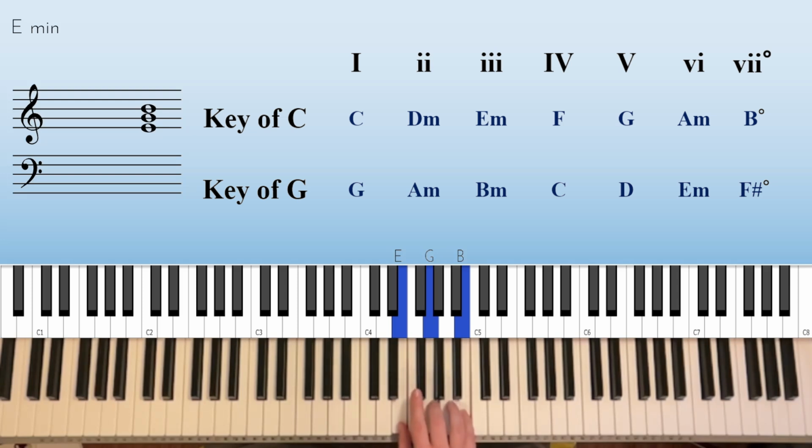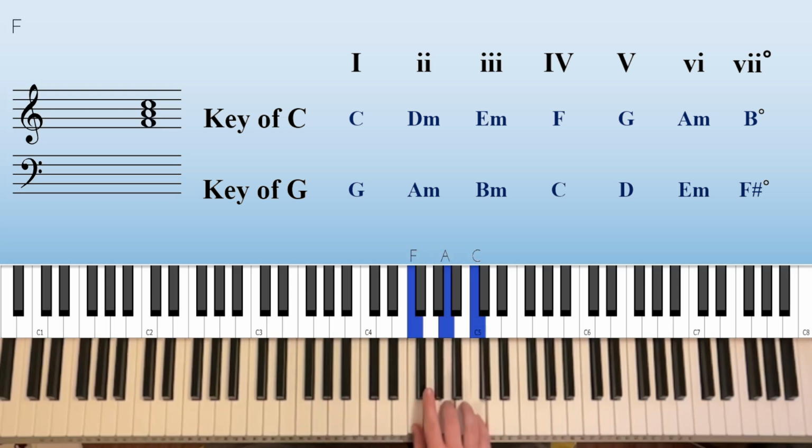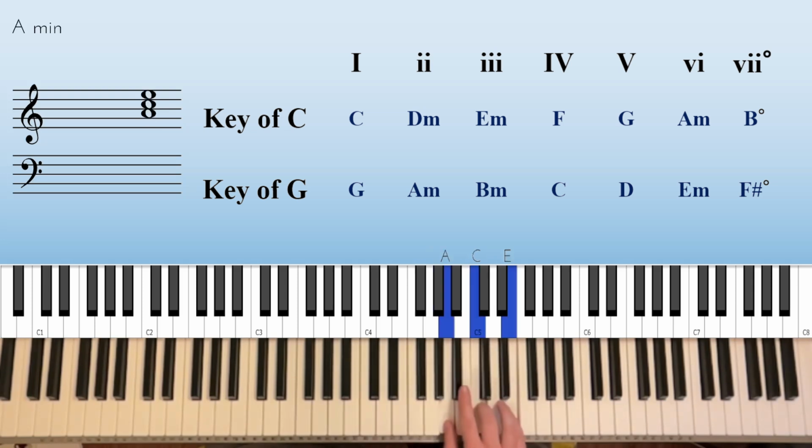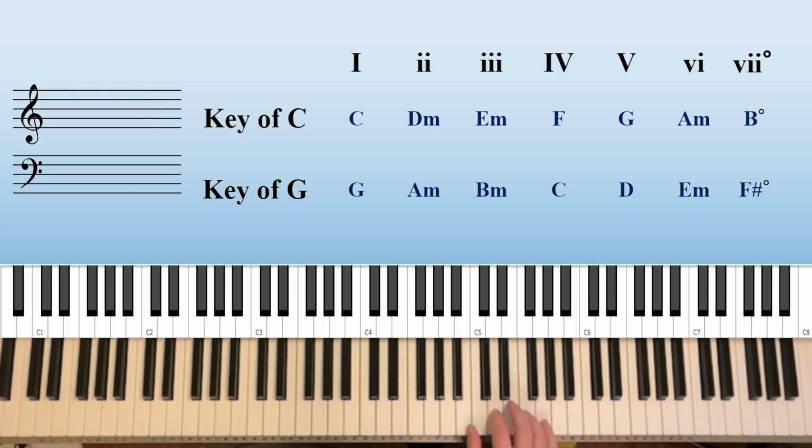I think you got it now. This is E minor, lowercase 3. F is uppercase 4, G uppercase 5, A minor is lowercase 6, B diminished.